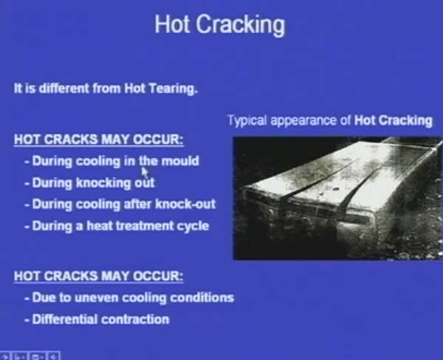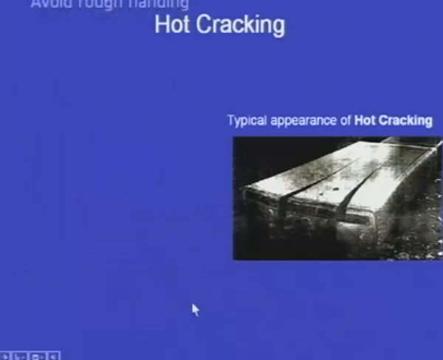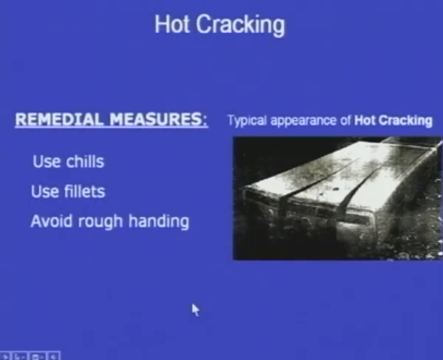So, in all these cases it is after solidification, and hot cracks may occur due to uneven cooling conditions and differential contraction. What are the remedial measures? Use chills, especially when the cross section of the casting is not the same, it is different at different sections, there will be uneven cooling. By placing chills, we can ensure uniform cooling of the casting.